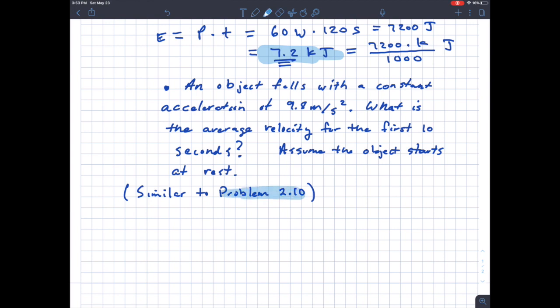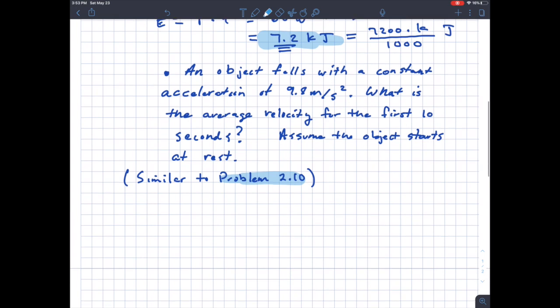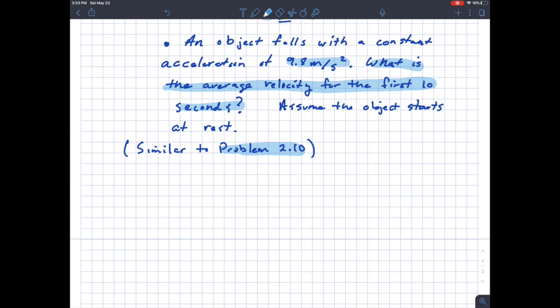All right, so in this particular problem, which is similar to problem 2.10 in your book, we have an object that falls with a constant acceleration of 9.8 meters per second squared. Okay, so we know from physics that that's the gravitational constant of Earth in the SI system. What we want to know is the average velocity for the first 10 seconds. We'll get back to this assumption in a second.